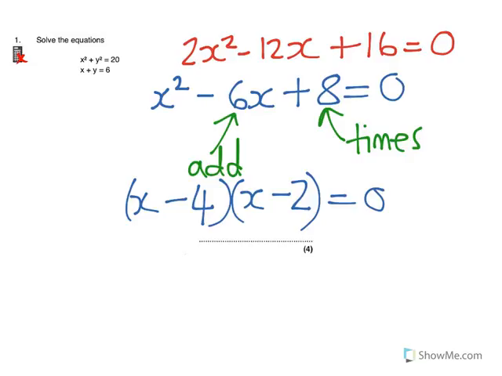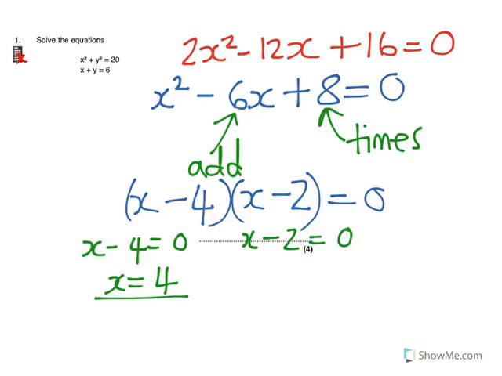Okay, so to actually solve this, I need to set each bracket equal to 0. So I'll get x minus 4 equals 0 and x minus 2 equals 0. So something, take away 4 gives me nothing, well then x must be 4 then. And something, take away 2 gives me nothing, well x must be 2. Now, although we've done lots of work already so far, we haven't actually got our final answer yet, because I've got my x values, but I now need to find my y values.